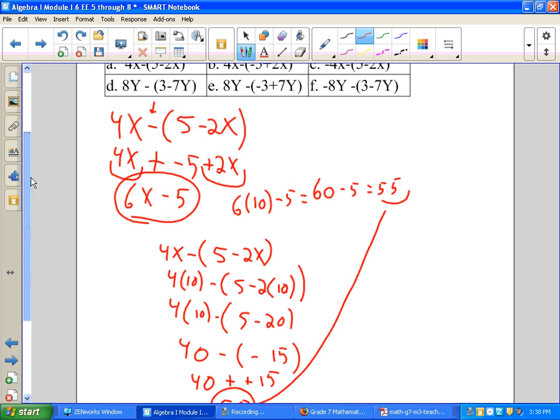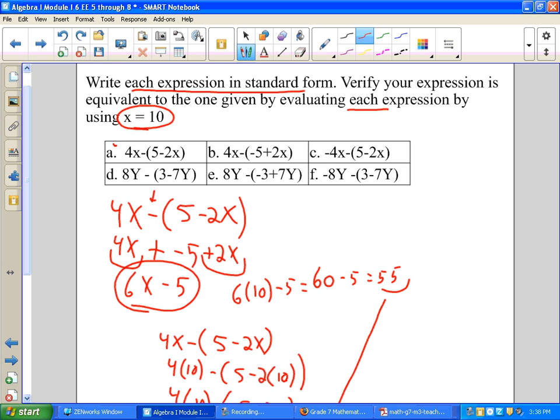Okay, so that's the first problem. I did A for you. You do B, C, D, E, and F. If you have any questions, make sure you ask me in class. Hit pause now so you can copy them down.